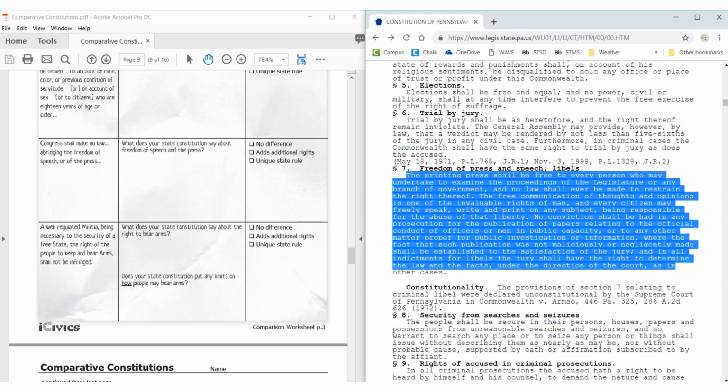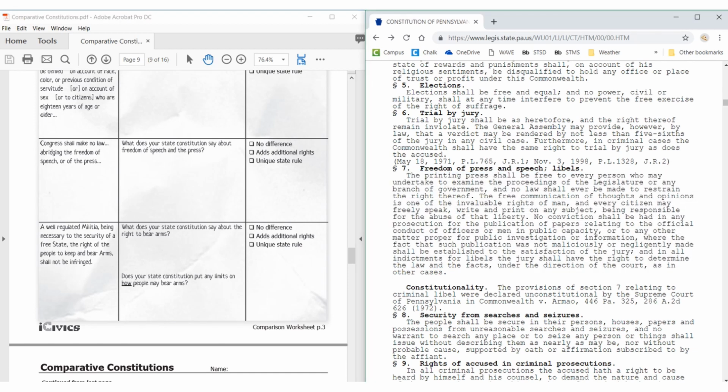The printing press shall be free to every person who may undertake to examine the proceedings of the legislative or any branch of government, and no law shall ever be made to restrain the right thereof. The free communication of thoughts and opinions is one of the invaluable rights of man, and every citizen may freely speak, write, or print on any subject, being responsible for the abuse of that liberty. No conviction shall be had in any prosecution for the publication of papers relating to the official conduct of officers or men in public capacity, or to any other matter for public investigation or information, where the fact that such publication was not maliciously or negligently made. So, long story short, yes, we have freedom of speech, and I would say it adds a couple of additional protections.